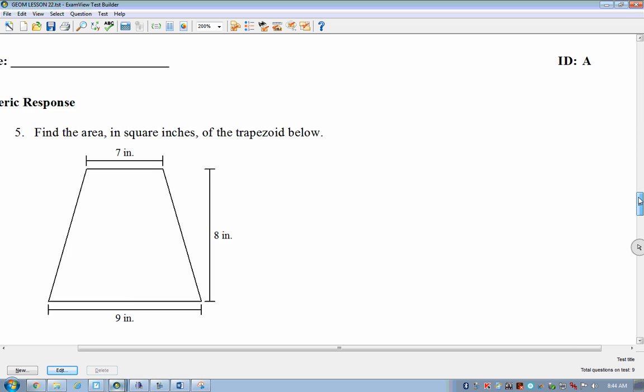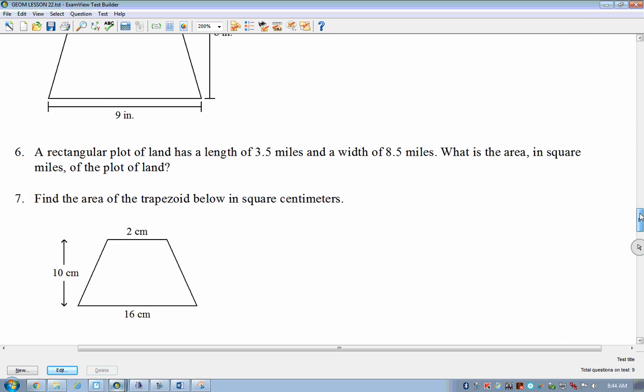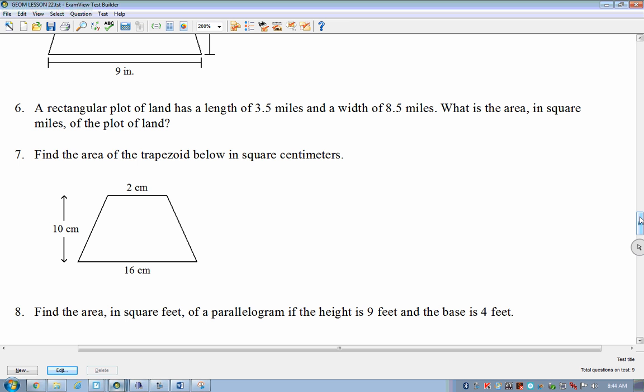Okay, so you're given a lot of trapezoids to work with. Okay, let's look at number 6. A rectangular plot of land has a length of 3.5 miles, a width of 8.5 miles. What's the area in square miles? What do I do with those two numbers? Base times height. Because it's a rectangle, and a rectangle's a parallelogram, base times height, 3.5 times 8.5 should come out to, what, 29.75 miles squared.